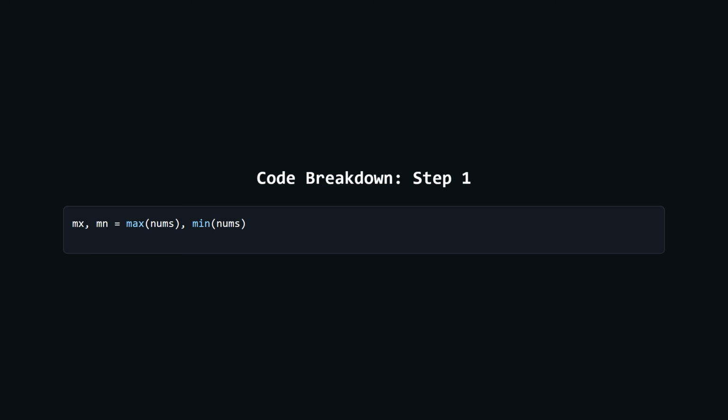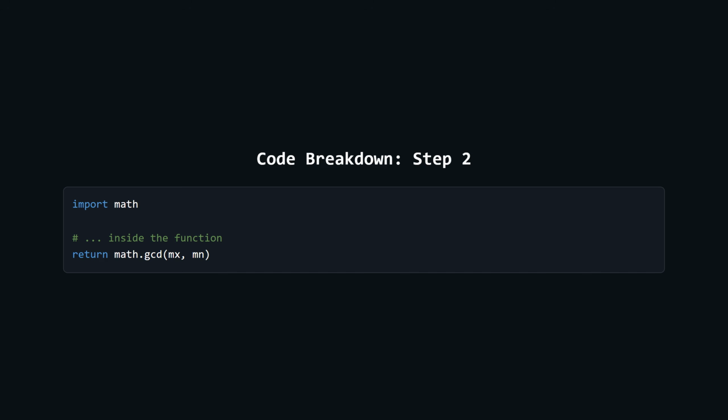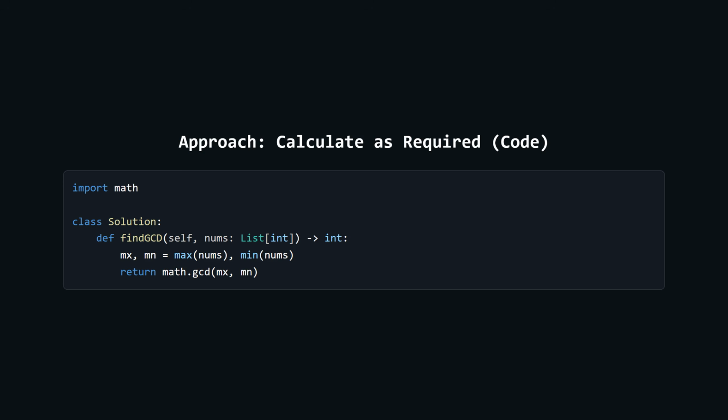First, we can use Python's built-in max and min functions directly on our list to pull out the largest and smallest values. We store these in two variables. Then, we import the standard math module. This gives us access to a function called math.gcd. We just pass in our max and min variables and return the result. Putting it all together, the entire solution is beautifully short. Just a couple of lines of code and we are done.